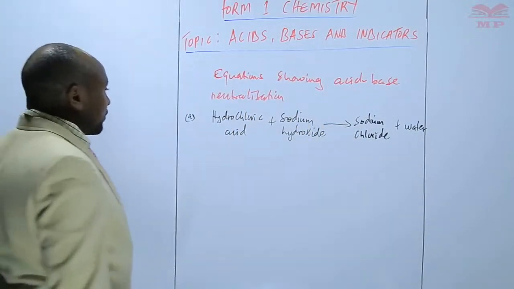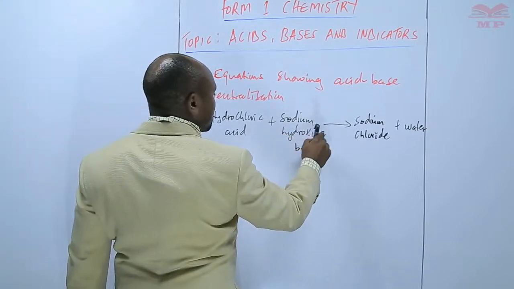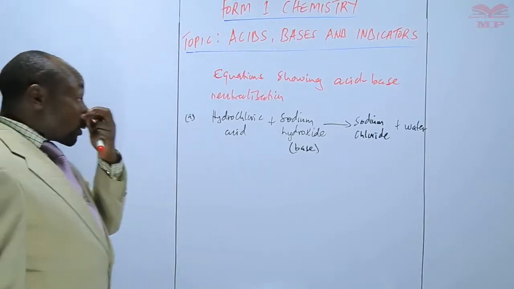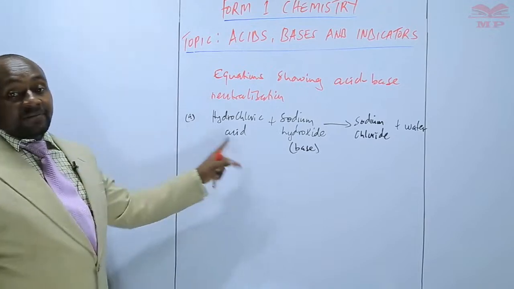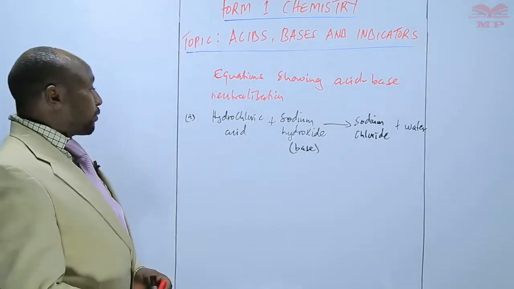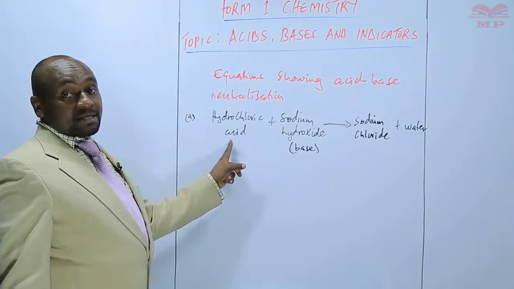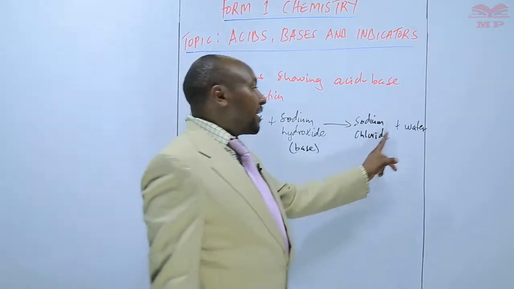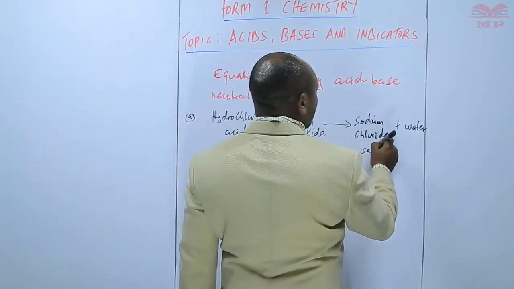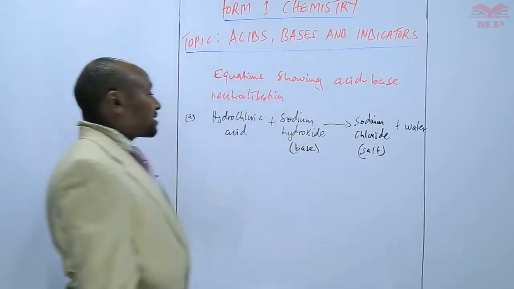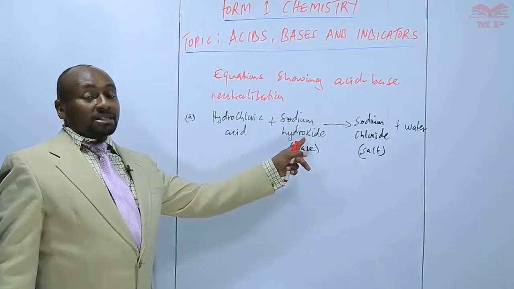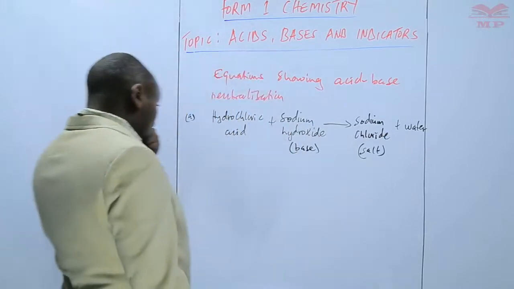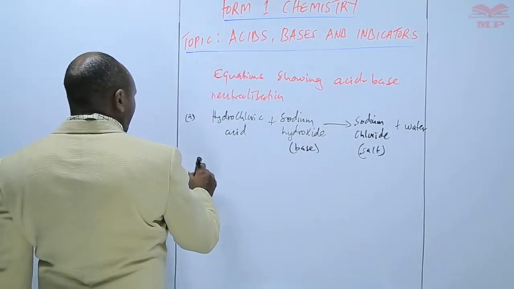So we have the acid, and this is the base. And of course, this is what we are calling neutralization. From this, we can define what is an acid and what is a base. For example, we can say that an acid is a chemical substance that reacts with a base to form a salt and water as the only products. And we can say that a base is a chemical substance that reacts with an acid to form salt and water.